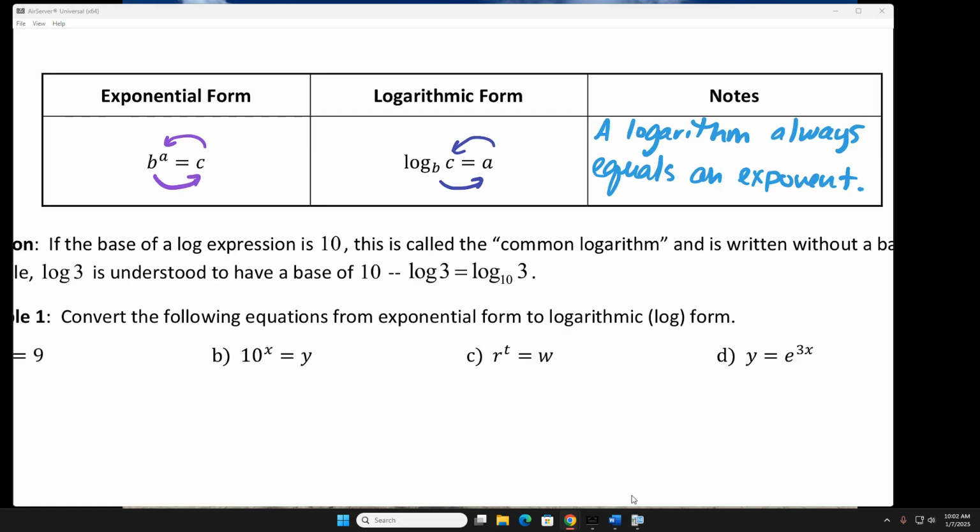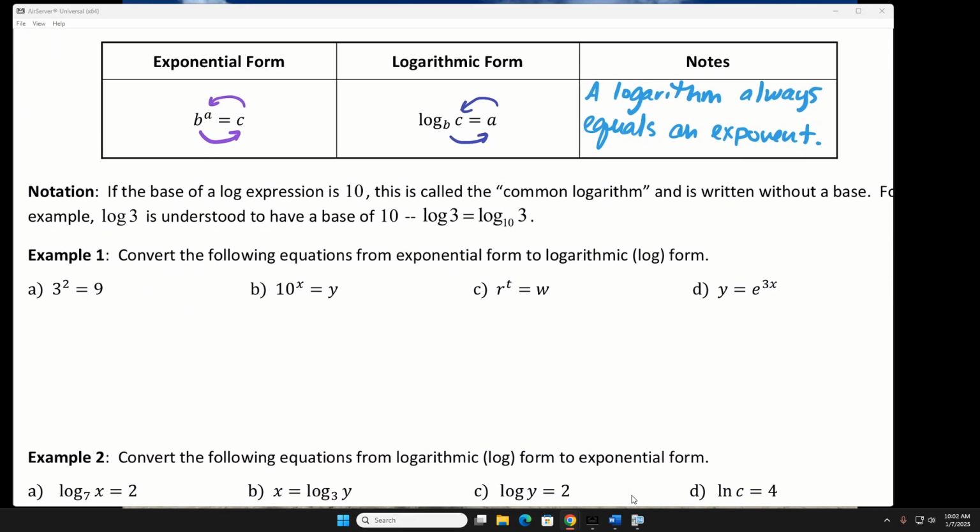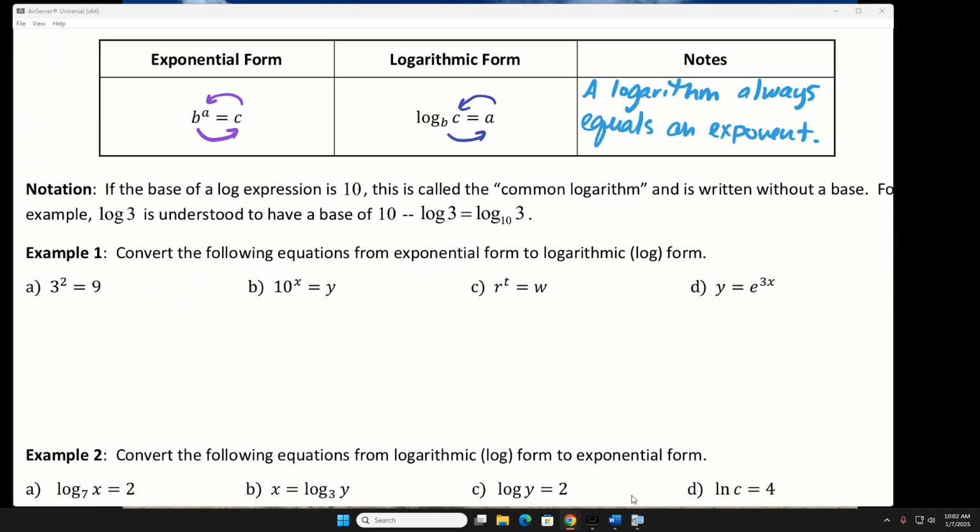In a logarithm, that c is called the argument. So sometimes I'll talk about the argument. Okay, and then there's a notation. I'm going to actually add another notation. There's two kind of special logarithms. One of them is called the common log, and it's whenever the base is 10. And whenever the base is 10, a lot of times you write it without the base. So if you just see log of 3, that means log base 10 of 3.